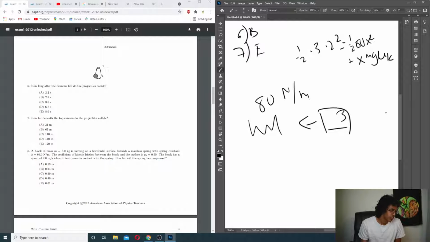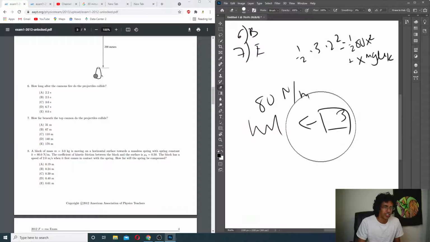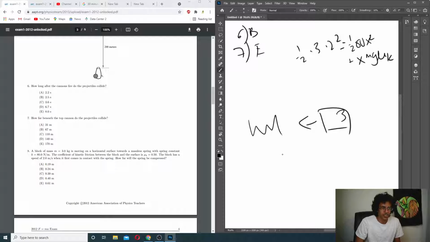Oh, it's a quadratic. I hate quadratics so much. Okay, it's fine, maybe it's a nice quadratic. So you get 6 equals 40x squared, and then mg, so 3 times 10 over 2 is 15, right? Yeah, 15x. This is not too bad.